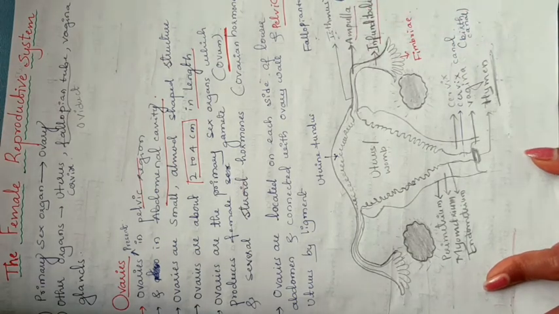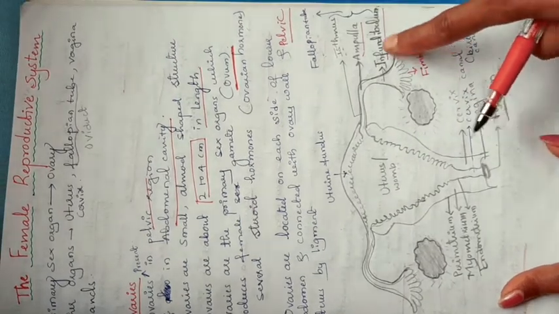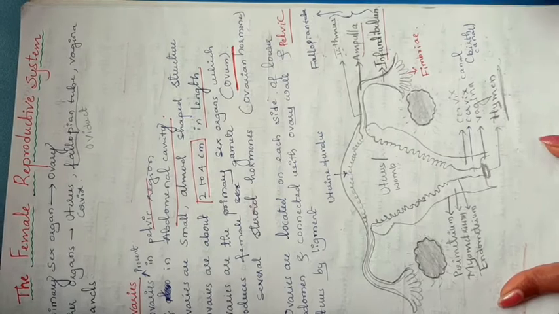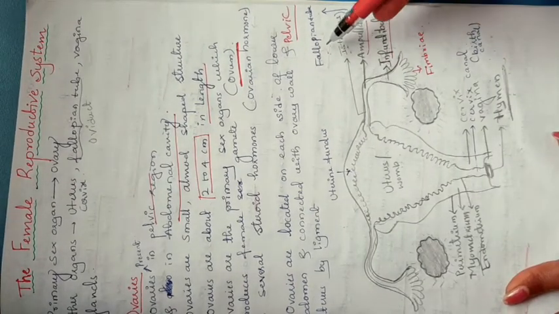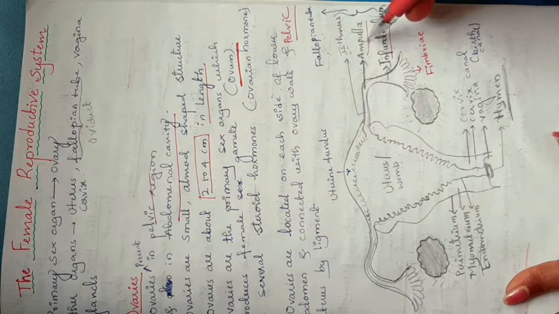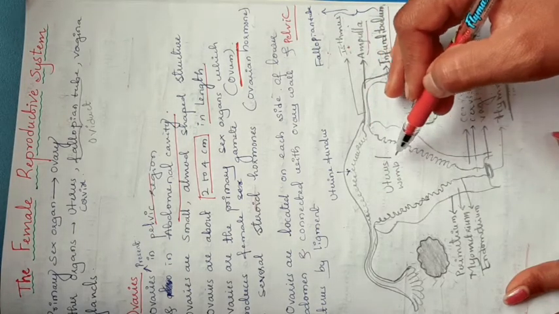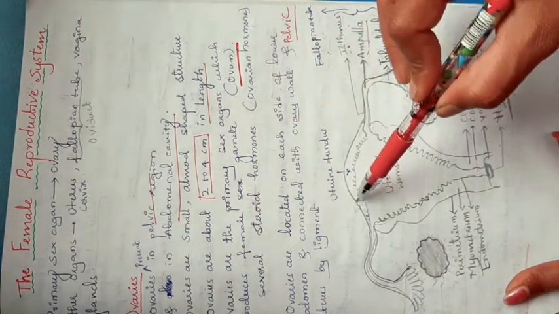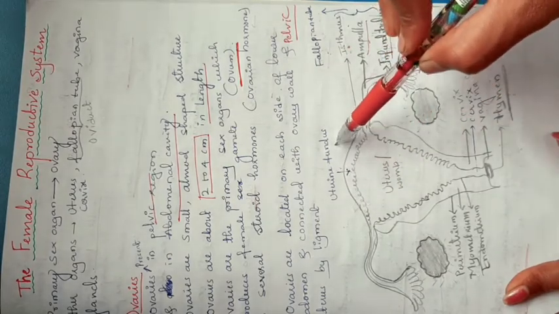The fallopian tube has three parts. The funnel-shaped structure, the first part of the fallopian tube, is the infundibulum. The second, a swollen part, is called the ampulla, and the tube-like part is called the isthmus. The isthmus is attached with the uterus or womb. The swollen fundic region of the uterus is called the uterine fundus.